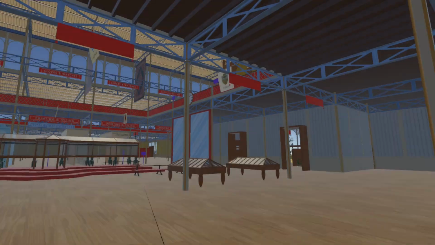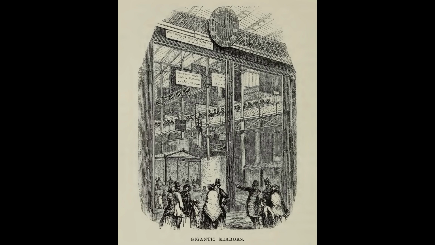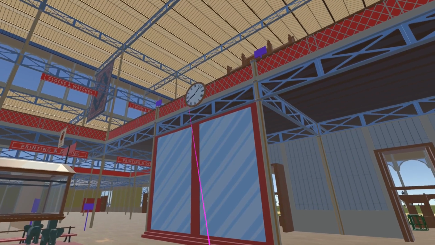This is a correction. We originally had a single glass sheet at this location, but have corrected it, having found the following illustration. We have also added the clock above the mirrors.